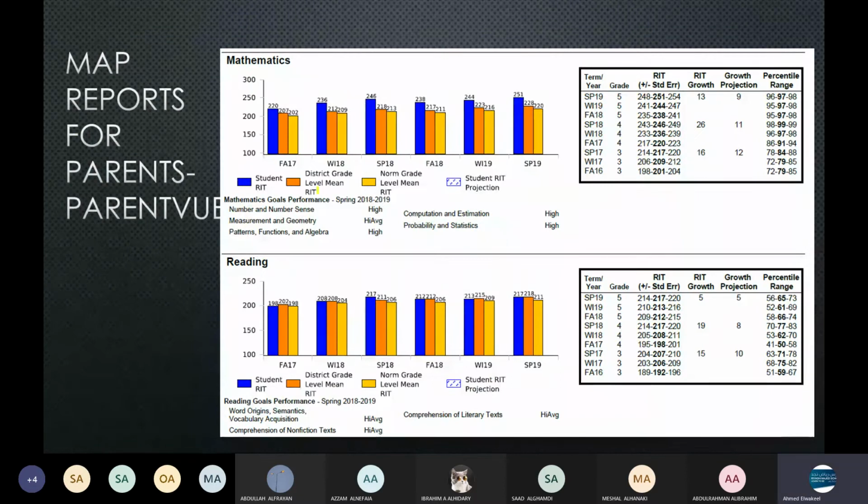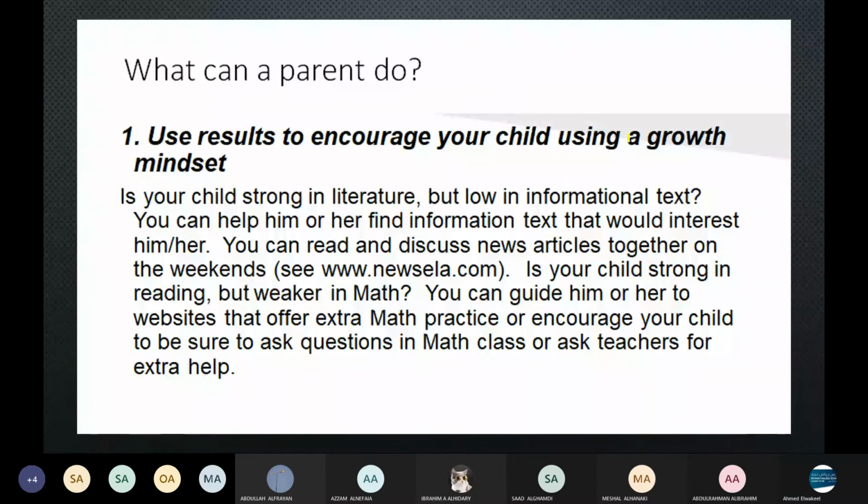So of course, for your parents, we can also send them these reports, for mathematics and also for reading. They compare your grade level in mathematics, reading, and also in language usage over the years and the tests that you have already taken. So what can a parent do? For your parents, what can they do?